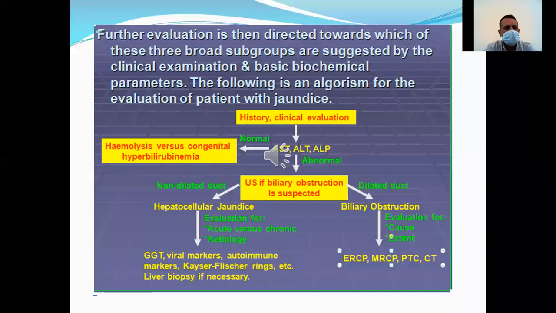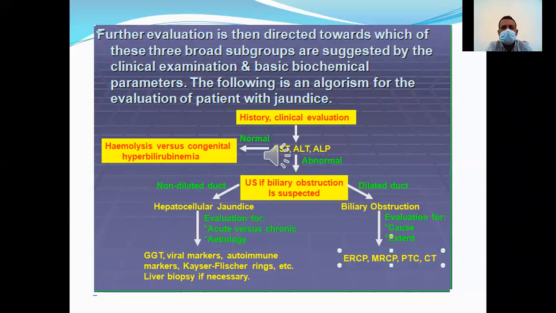So if it is normal, that means hemolysis or conjugated hyperbilirubinemia. So if the patient is jaundiced but liver function is normal, that indicates hematological disease, not liver disease. For example, sickle cell anemia, thalassemia, or hemolytic anemia lead to increased bilirubin, but not due to liver disease. But when liver function tests increase, which are AST or ALT or electrophoresis, that means there is abnormality in the liver. So we send the patient for ultrasound.